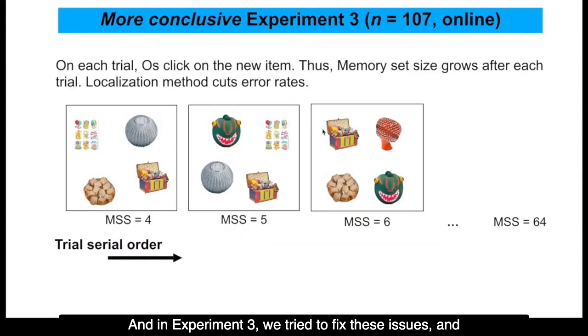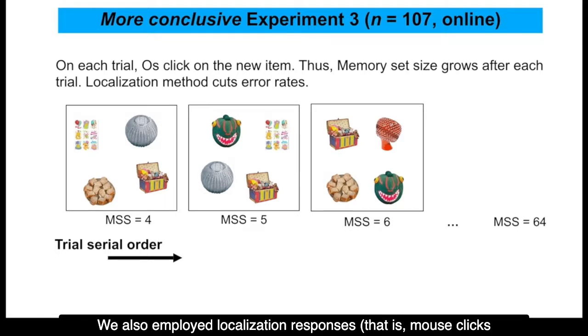And in experiment 3, we tried to fix these issues and we used a so-called hybrid novelty search task that was easier and more engaging for participants. Here, on each trial, you have to find a single new, never seen object, while distractors are always objects that you have seen at least once in any of the previous trials. So here, memory set size grows with the serial order of trials. We tested from 4 to 64 items in total.